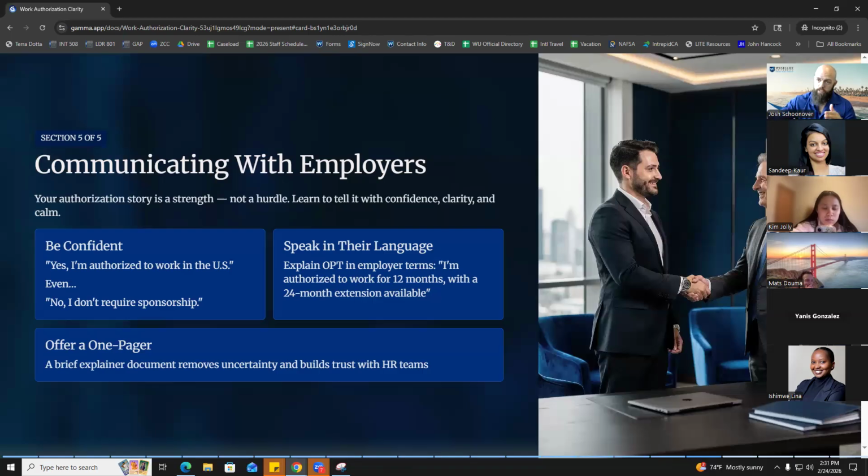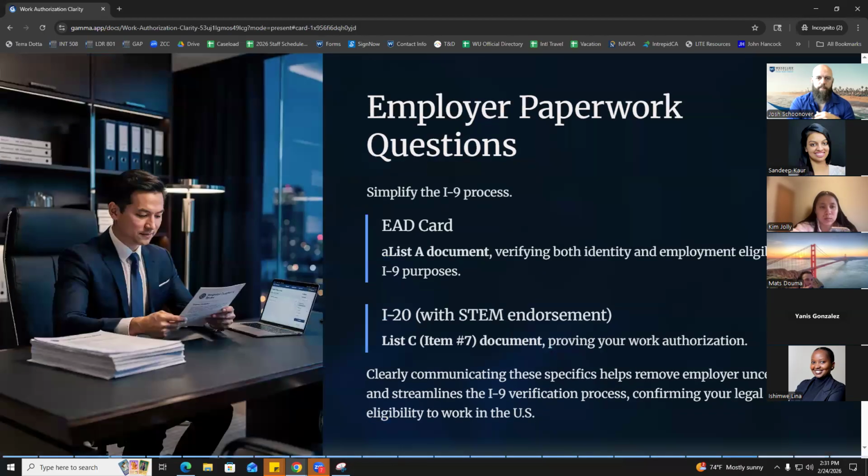I'm authorized for this specific amount of time. If you have a one pager that your school can provide, oftentimes the International Affairs Office or the Career Services Office will have something like that. It's also nice when you come to them with specifics. So, one of the things that they'll say is like, well, when an employer is confirming work authorization, they use something called an I-9 form. And you can get very specific here.